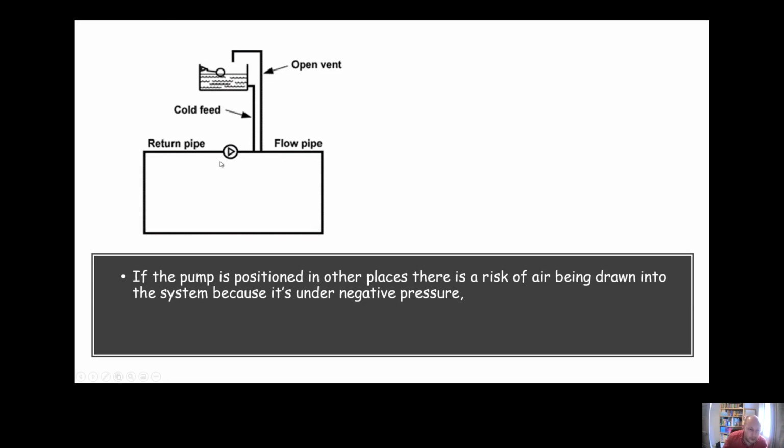You can see, for example, here we've got the pump fitted just before the cold feed, so there's only going to be one small bit of positive pressure in here, and the rest of this is going to be negative pressure all the way back round to the cold feed just here.